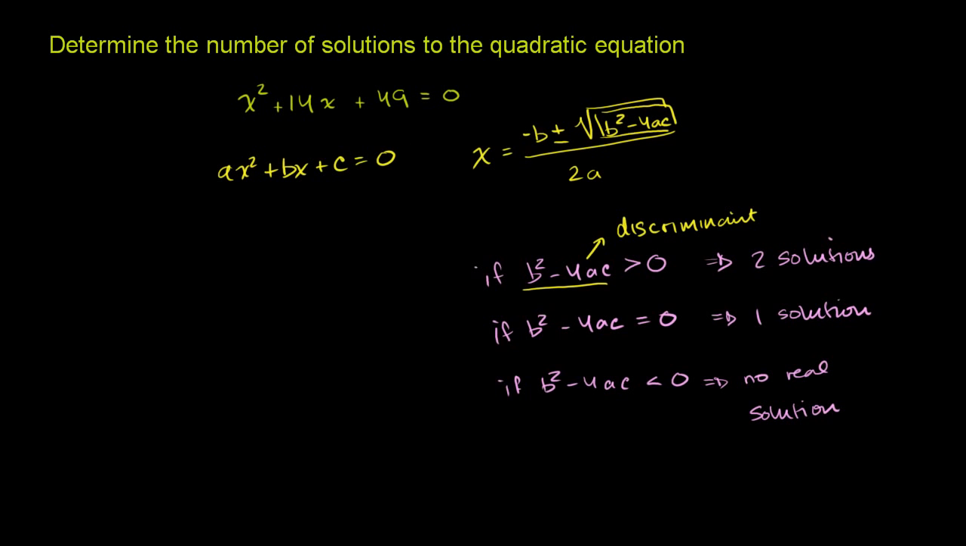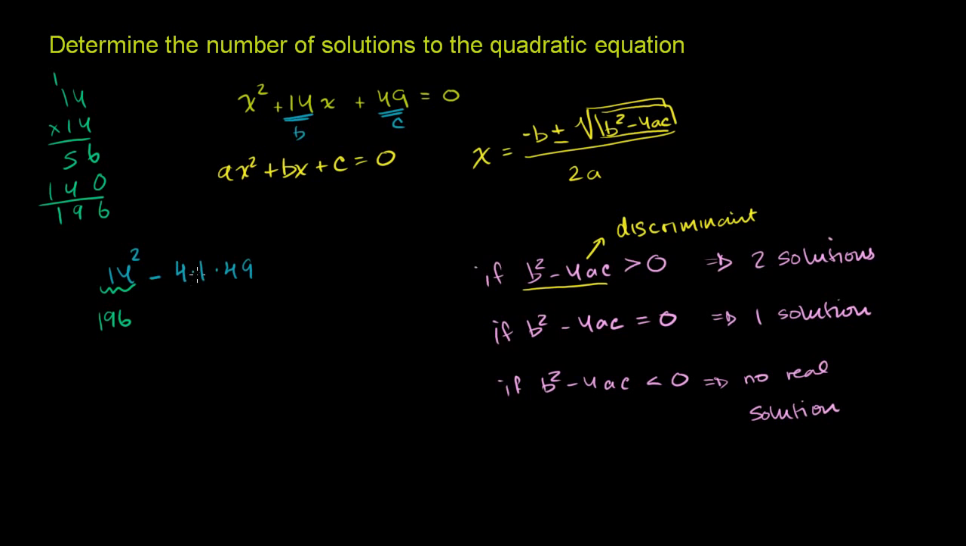So what is b squared minus 4ac? So b is right here. It's 14. So it's 14 squared minus 4 times a, which is 1, times c, which is 49. That's c right there, times 49. Well, what's 14 times 14? You do it over here. 4 times 4 is 16. 4 times 1 is 4, plus 1 is 5. You put a 0. 1 times 14 is 14. It is 196. So this right here is 196.